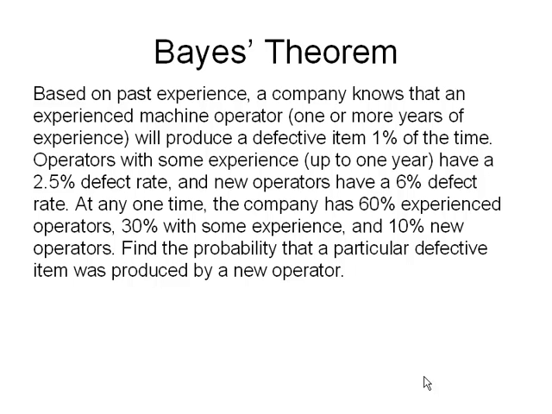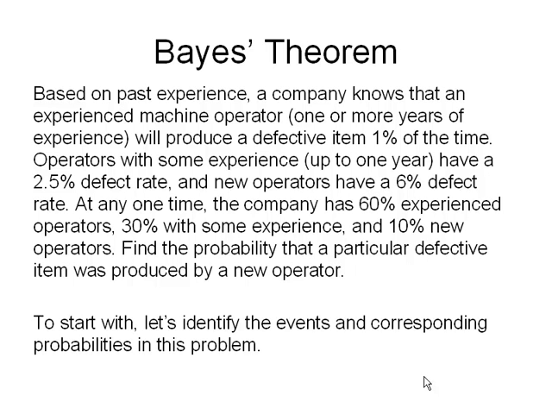operators. And what we want to do is to find the probability that a particular defective item was produced by a new operator. So you clearly notice here that we have a whole bunch of different events and corresponding probabilities here. So we need to start matching up those events with some probabilities. So let's start out. Let's go ahead and identify the events, and then we'll match up the corresponding probabilities.